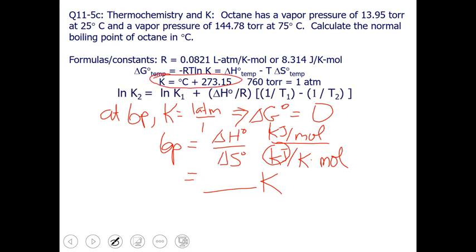Remember that Kelvin is degrees Celsius plus 273.15. So we're going to need to subtract that value in order to get our answer in degrees Celsius.